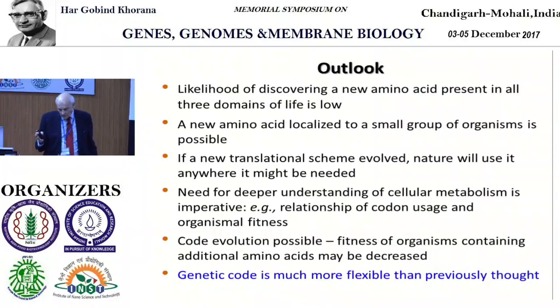So pyrrolysine evolved because a certain enzyme that takes up trimethylamine, which is good for the energy metabolism of the cell, has pyrrolysine in the active site. The exciting thing is, when you think about it, once this happened, the organism could use pyrrolysine for anything. So you find now organisms that are no longer requiring pyrrolysine for a particular enzyme, but they just use it, and this is really how an amino acid comes into existence, so to speak. If a new translational scheme evolved, nature will use it anywhere when needed.